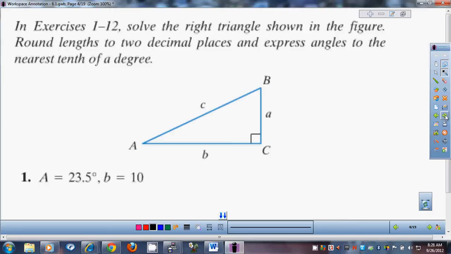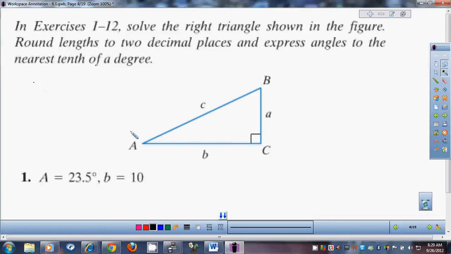What does solve the right triangle mean? What am I solving? What am I finding? I'm finding everything. When you are asked to solve a triangle or any figure, that means you're finding every side you don't know and every angle you don't know. And the reason it's in this section is because you can use SOHCAHTOA to solve all of it.